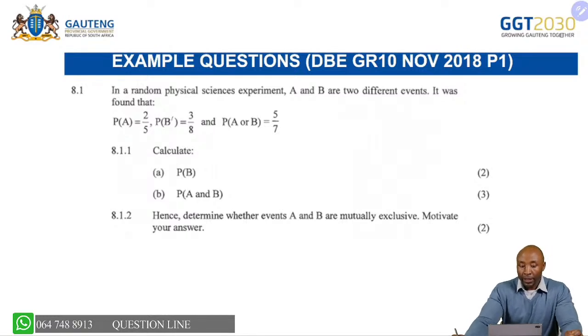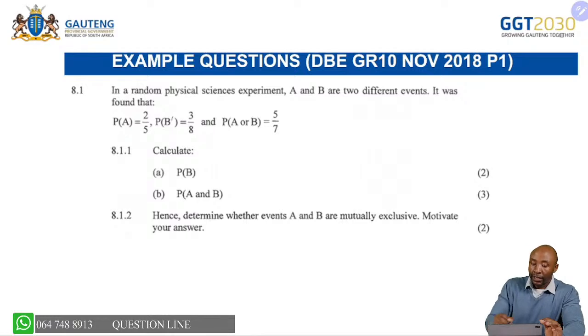Let's go back to the question. 8.1, we are saying it's a random physical science experiment. We have two different events, A and B. The probability of getting event A is 2/5. The probability of getting not event B is given as 3/8.